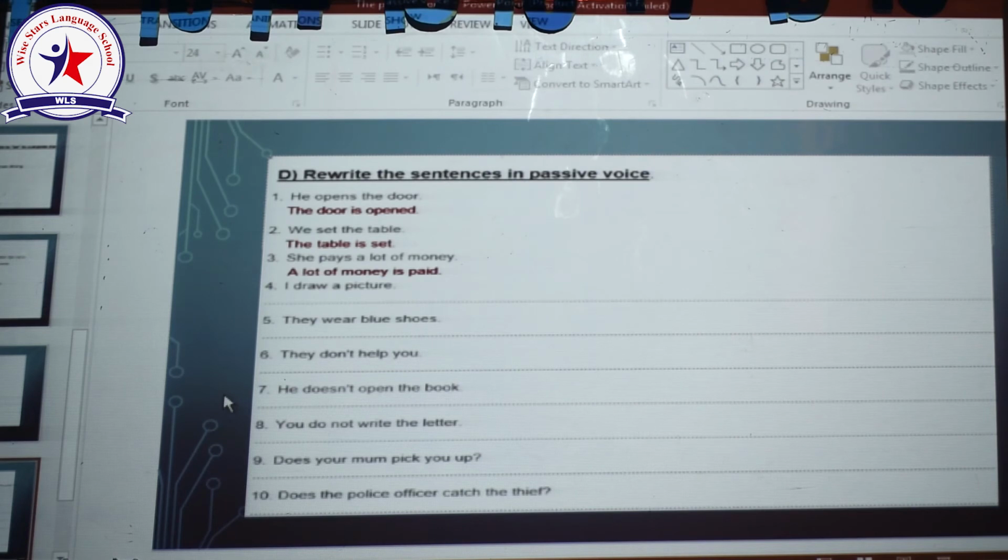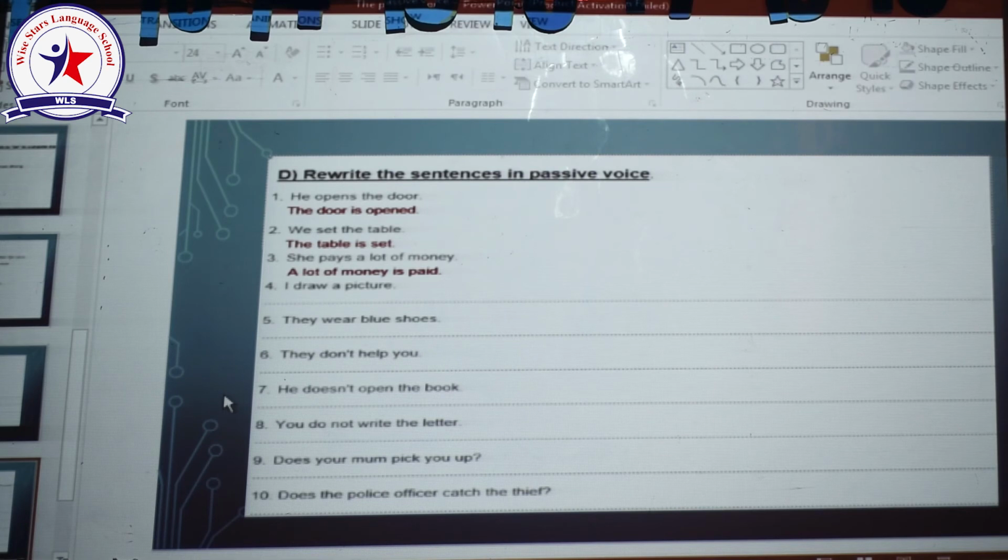Exercise D. Rewrite the sentence in passive voice. Here in this exercise, we will do the same as we did in the previous one. Number 1, he opens the door. He, subject, opens, verb, the door, object. I have to start with the object, the door. Followed by verb to be, the door is, then the past participle form of the main verb, open, opened, opened, regular. So the door is opened.